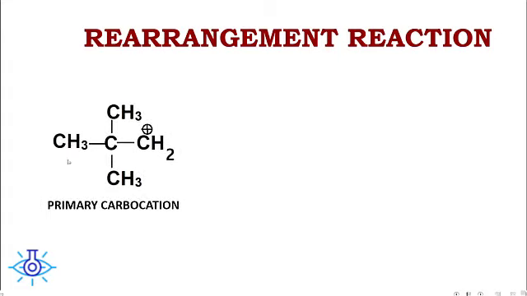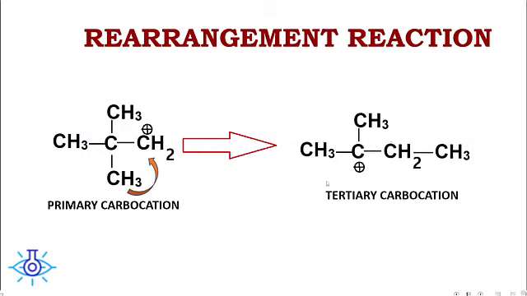And next reaction is a rearrangement reaction. Now look at this compound. This is a primary carbocation. Now this primary carbocation undergoes rearrangement. This methyl group will shift to this position because this is deficient. It attracts this methyl group towards itself and, rearranging, it forms a tertiary carbocation.